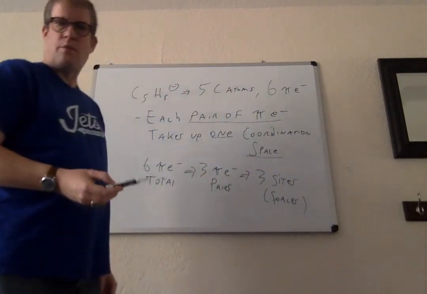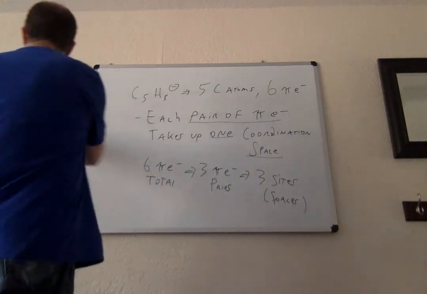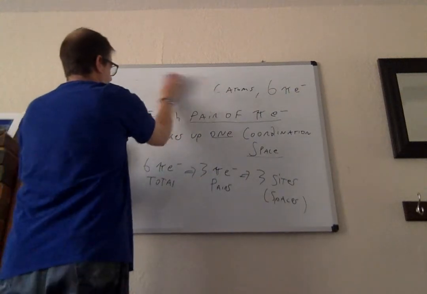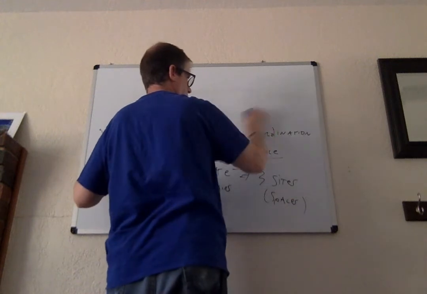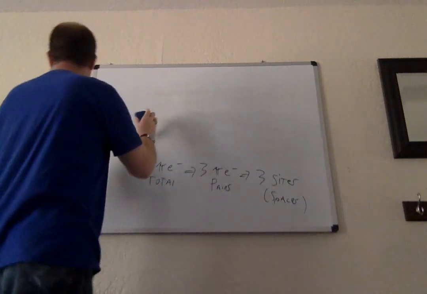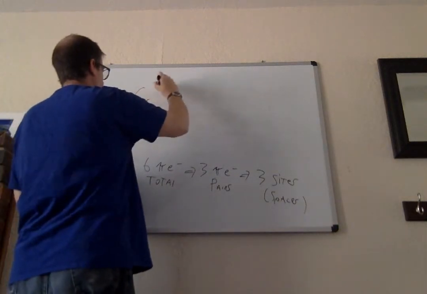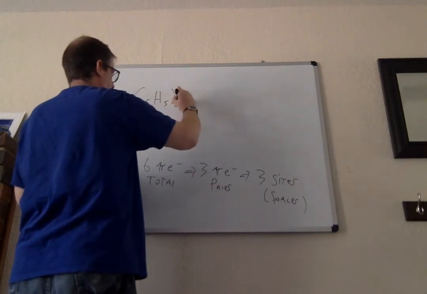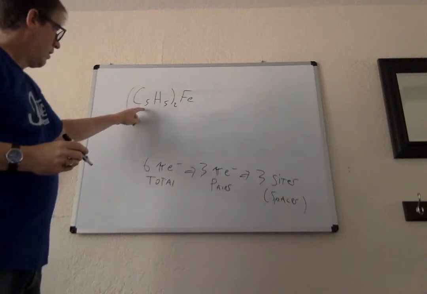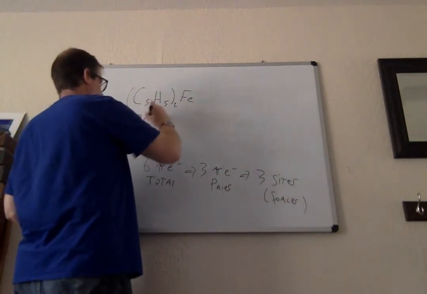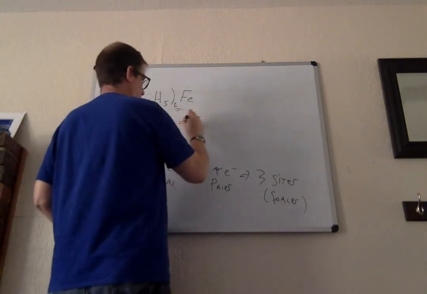Or spaces. You can use either one. So then if we go back to the formula, or you can draw the structure either way. Each one of these takes 3 sites. We've got 2 of them.